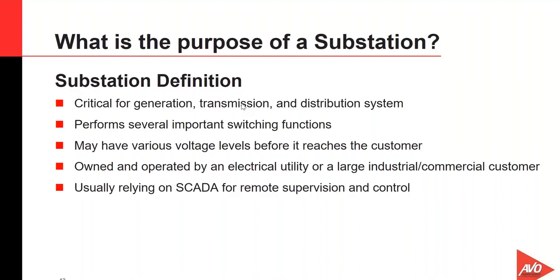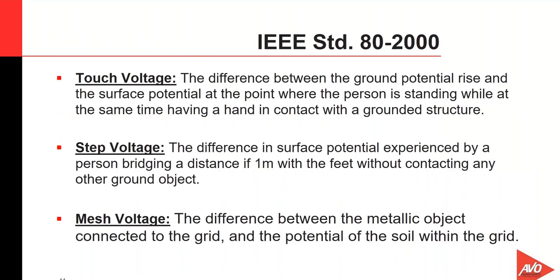So I wanted to bring up the three different types of potentials that you could find inside of a substation. These are the main three that we're going to focus on. IEEE Standard 80-2000 talks about these, and these types of potentials are step, touch, and mesh potential. So touch potential is the voltage between the energized object and the feet of a person in contact with the object.